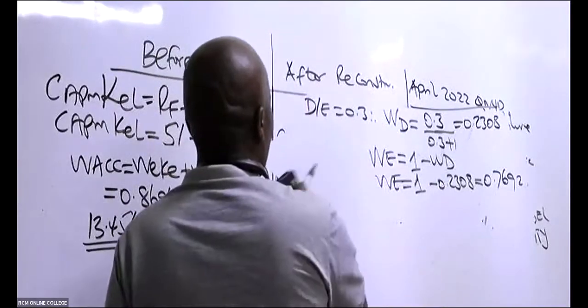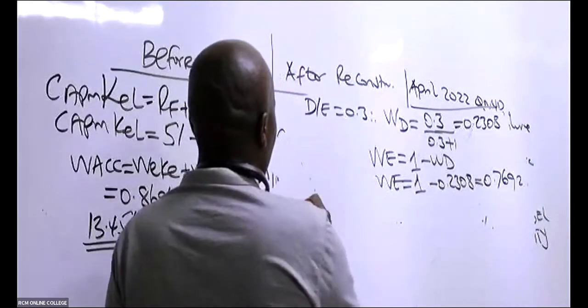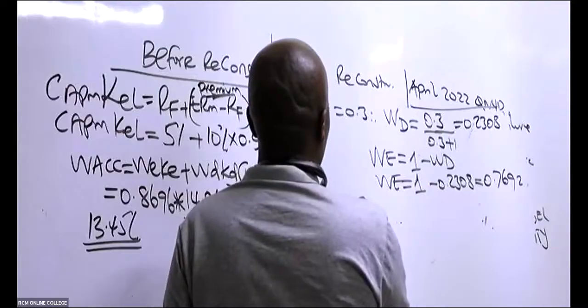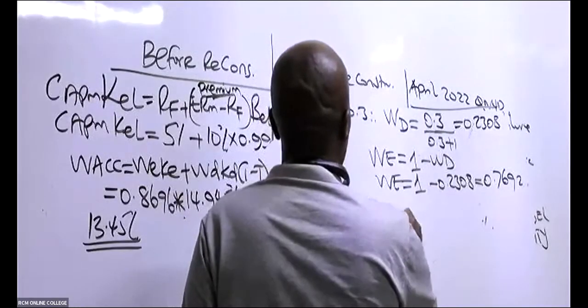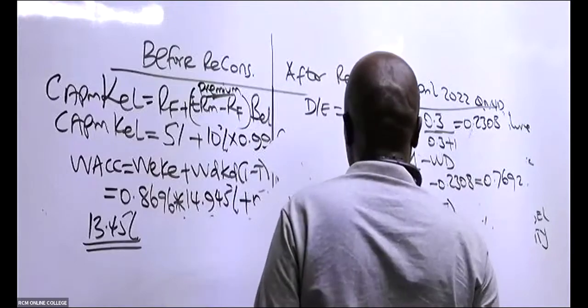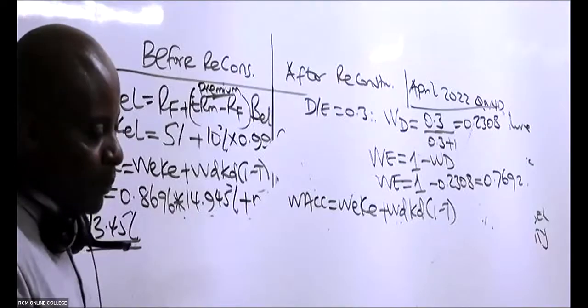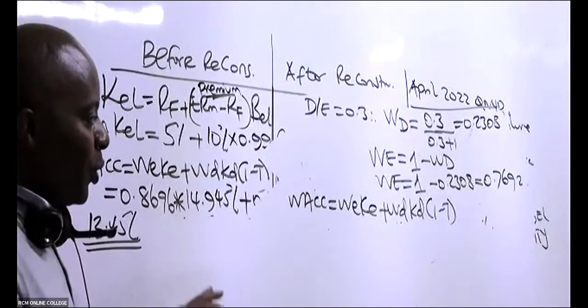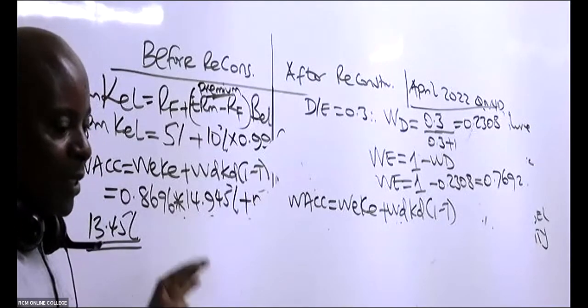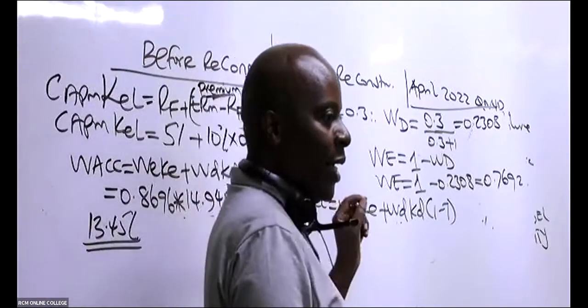Now, ladies and gentlemen, having gotten that, I'm so sure I can translate everything to the famous WACC after reconstruction. So WACC will be weight of equity times cost of equity, plus weight of debt times cost of debt into 1 minus tax. And I know here where most of them will get confused. As an examiner, somebody who has been an examiner before, I know most of them will not be able to get KD.